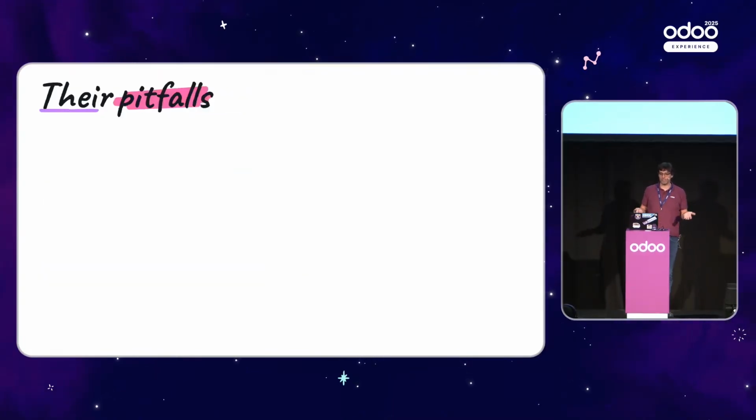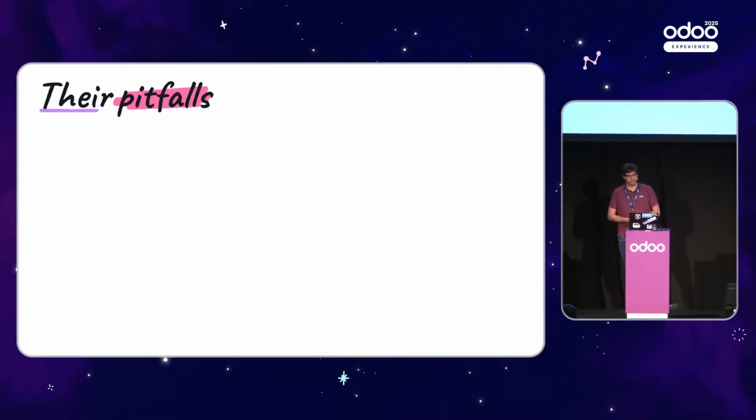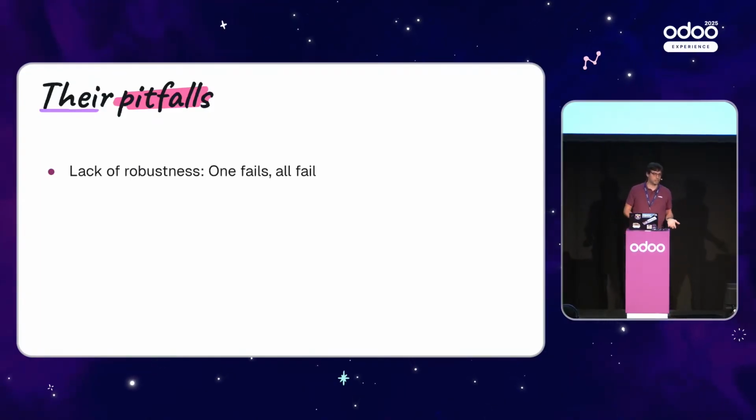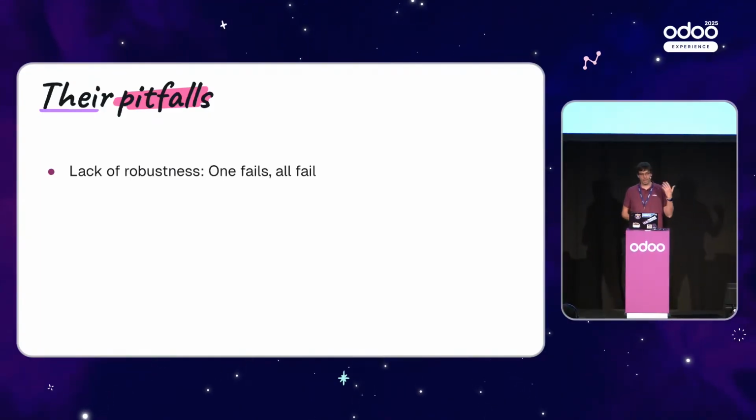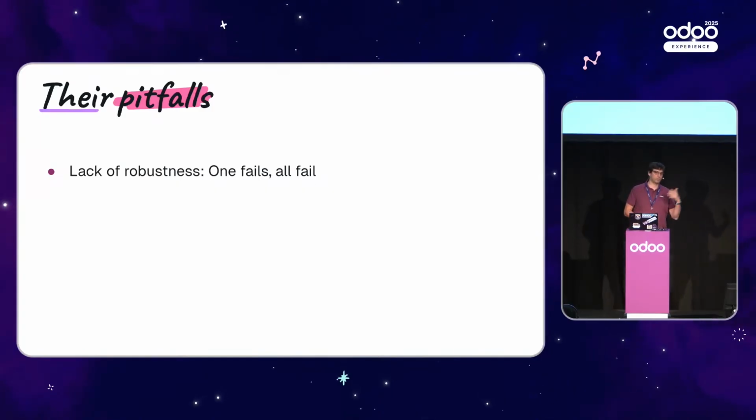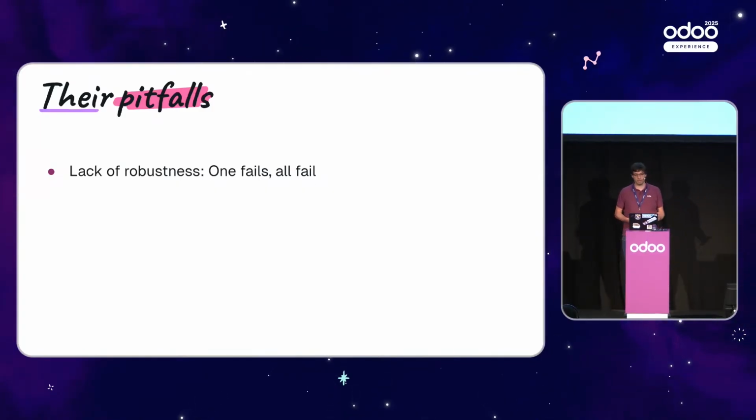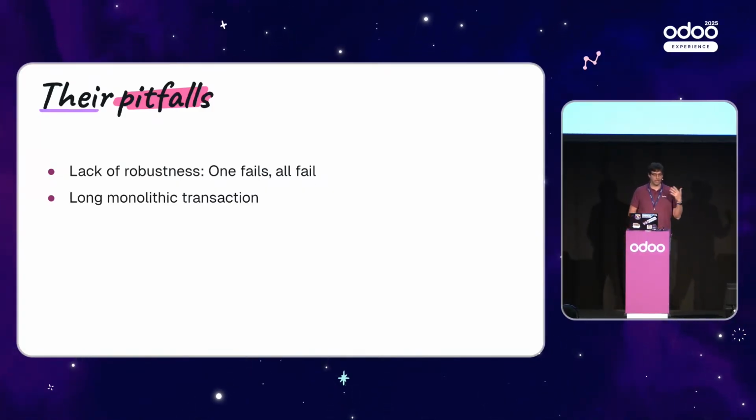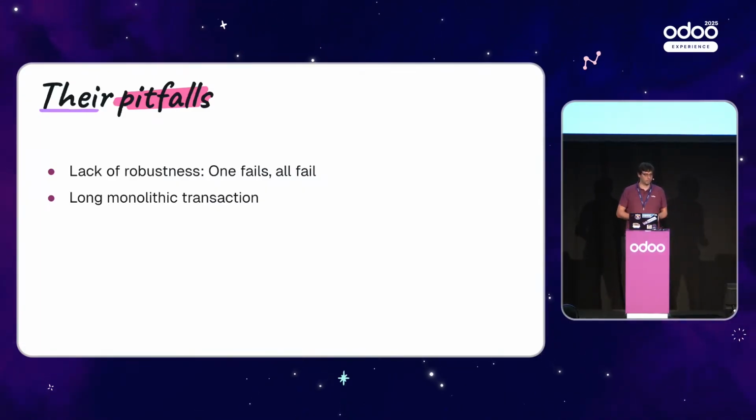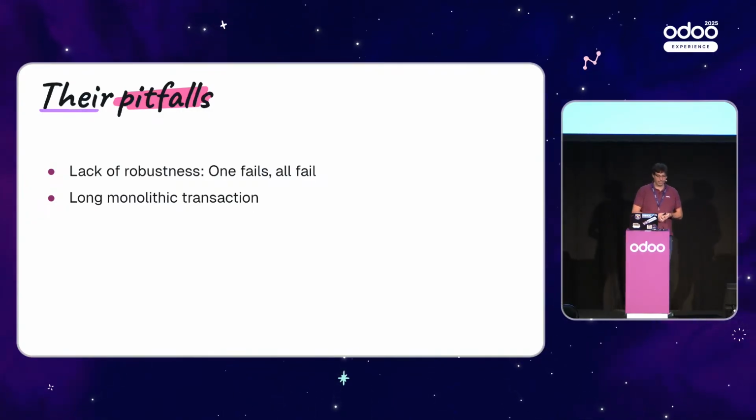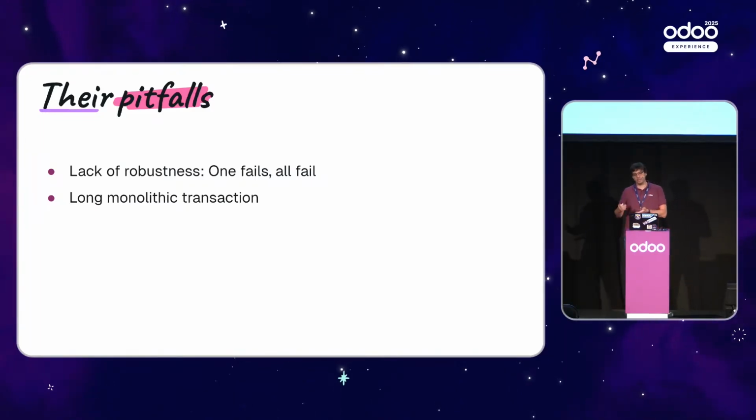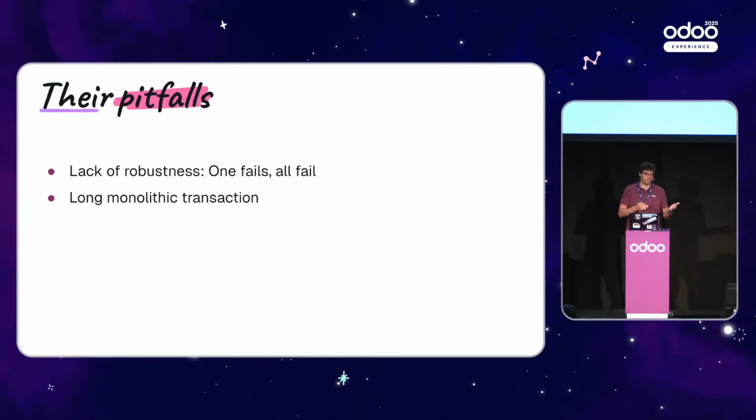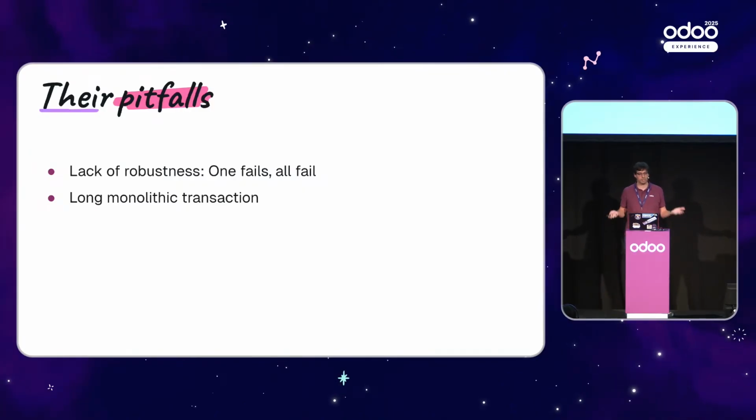Okay, so what are the pitfalls of those implementation? First, there is a lack of robustness. If one record fails, raises an exception, all the transaction is rolled back and nothing is accomplished. Everything is rolled back. It's a long monolithic transaction. So it means you are locking a lot of records for a large amount of time. So you risk to have a lot of concurrent updates with that kind of transaction. And once again, if it times out, everything rolls back. It's only one transaction, so you have achieved nothing.